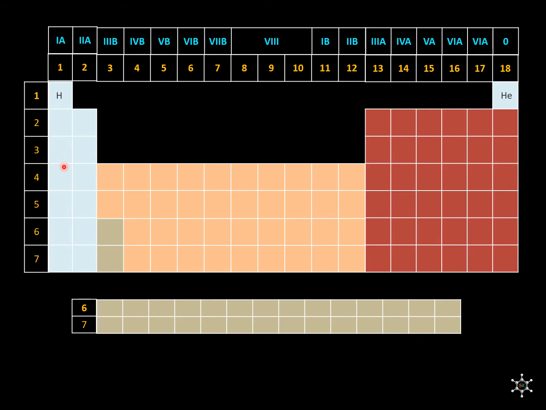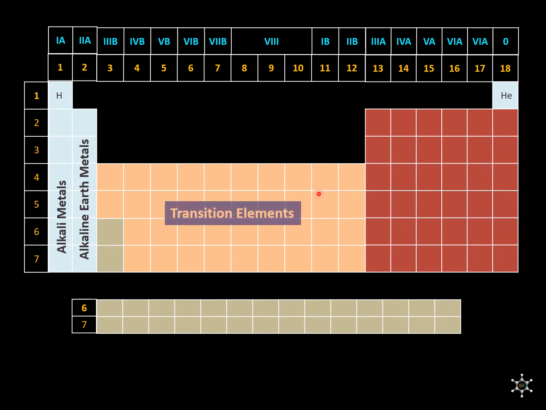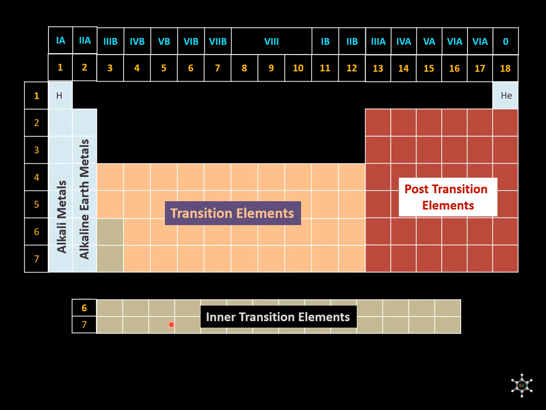Elements in group 1 are called alkali metals. Elements in group 2 are called alkaline earth metals. Elements between group 3 and group 12 are called transition elements. Elements between group 13 and group 18 are called post-transition elements because they come after transition elements. The elements we have written down over here, which are part of period 6 and 7, are called inner transition elements because they come in between alkaline earth metals and transition elements.